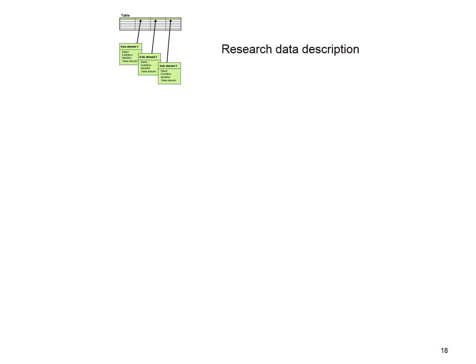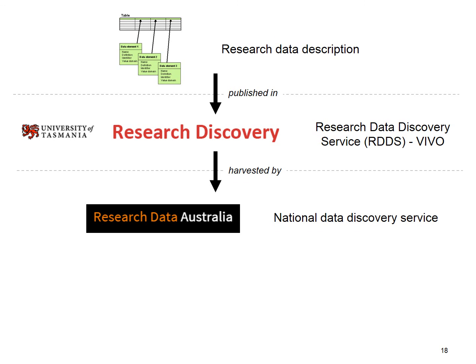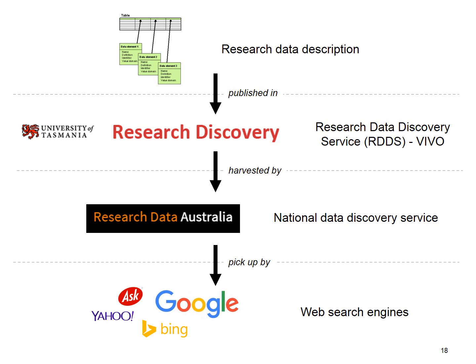So what's actually going to happen with these descriptions? The researcher provides the data descriptions, then they will be published in the Research Data Discovery Service system. These data will be harvested by Research Data Australia, which is the National Data Discovery Service, and the information will also be picked up by Google and other web search engines.